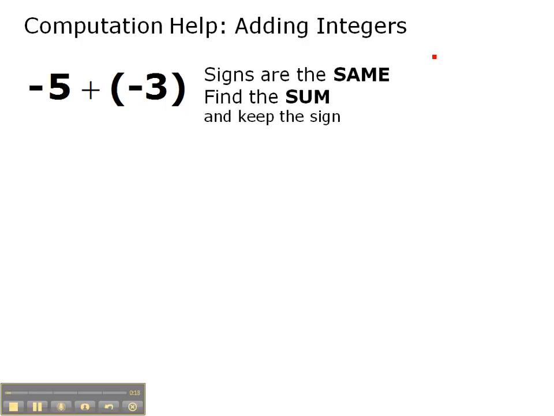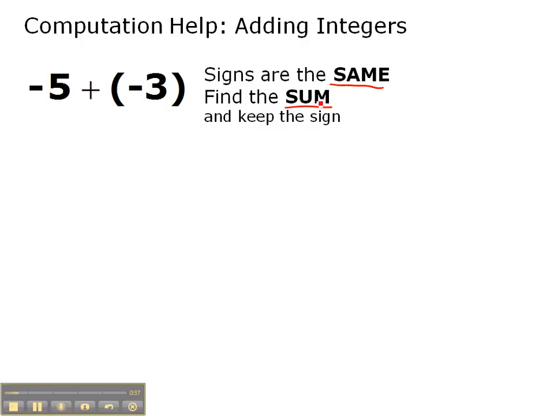The thing that's supposed to help you remember this rule is the words same and sum are pretty similar. They sound alike, so that's the way to remember. If the signs are the same, you find the sum. Now this only applies for adding integers. There are different rules for multiplying and dividing.